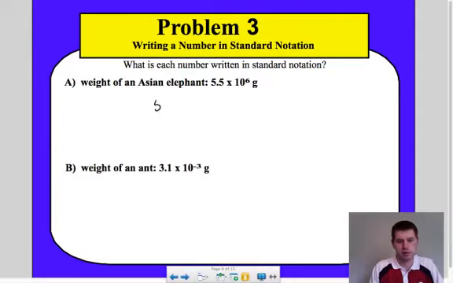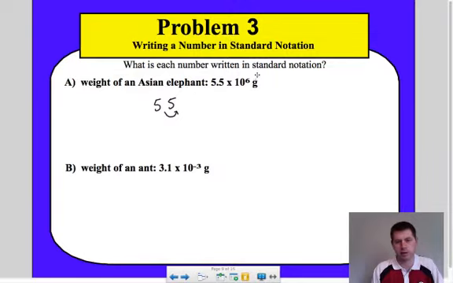So we're going to write the 5, the 5, all the non-zero numbers. Then what we're going to do is, since it's a positive 6, we're moving it to the right. So we're going to move it over 1. There's 1 place to get it to 55. And then after we move it past all the non-zero numbers, that's how many zeros we're going to have left.